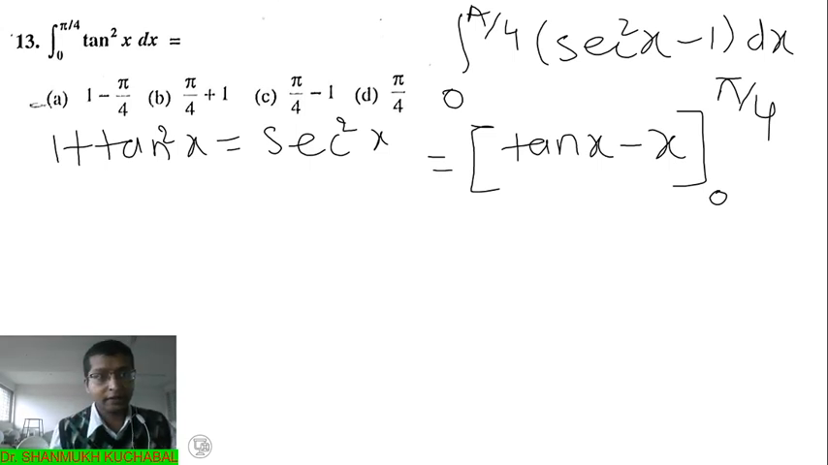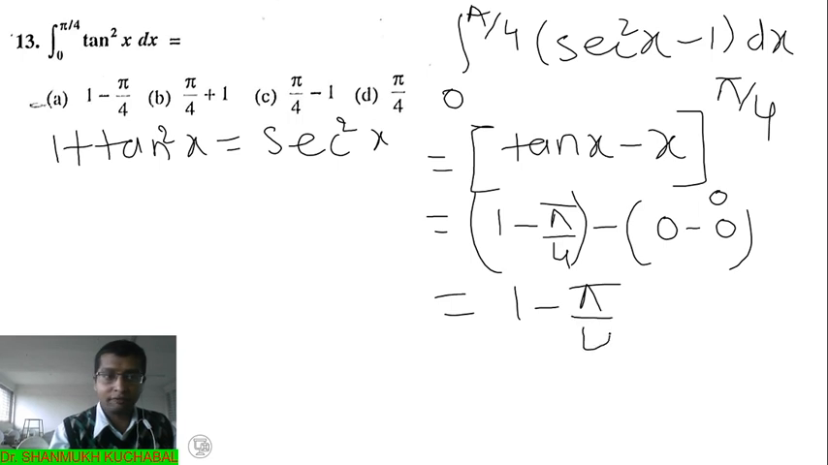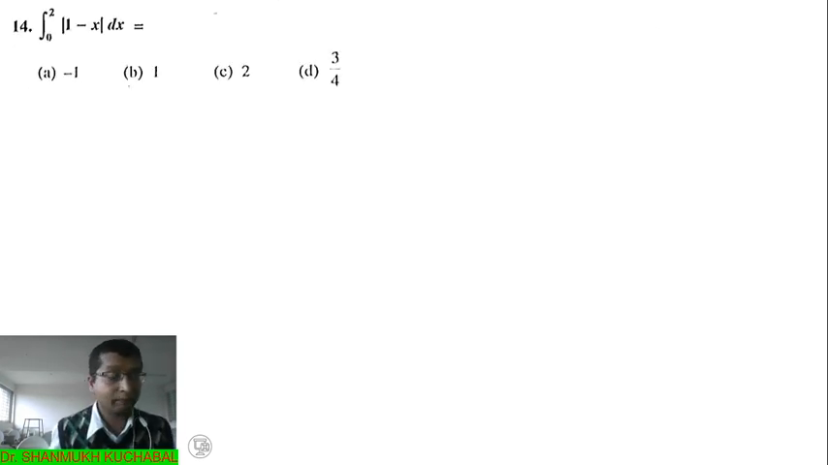So further, the value of x we take at the upper limit: it is tan pi by 4, which is 1, minus x equal to pi by 4, minus the lower limit, which is 0 minus 0. So it is 1 minus pi by 4. Therefore option A, 1 minus pi by 4, is the right answer. Okay, we will move to our next example.